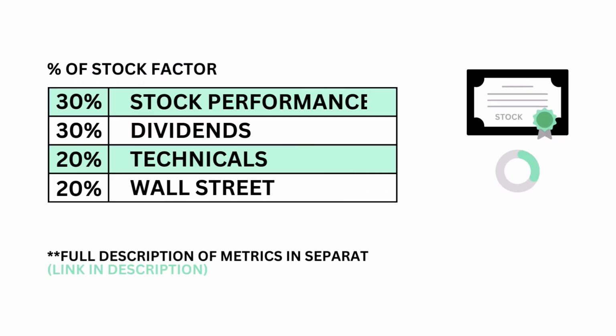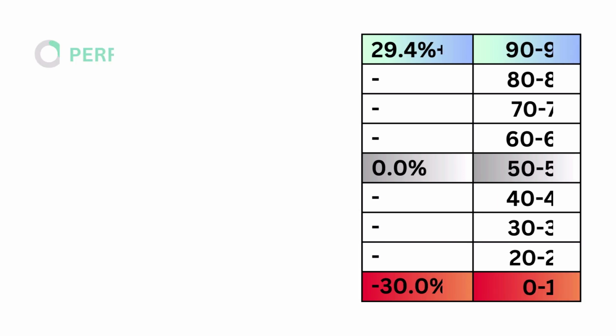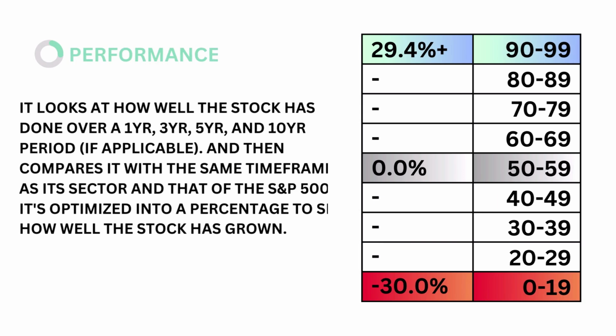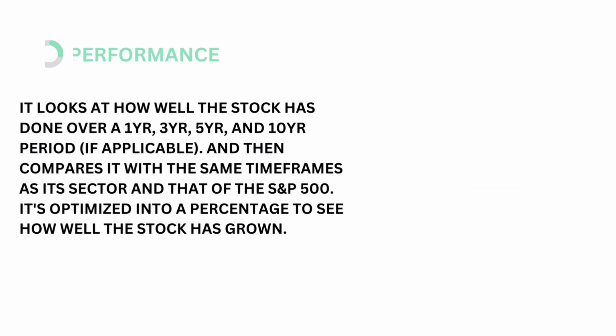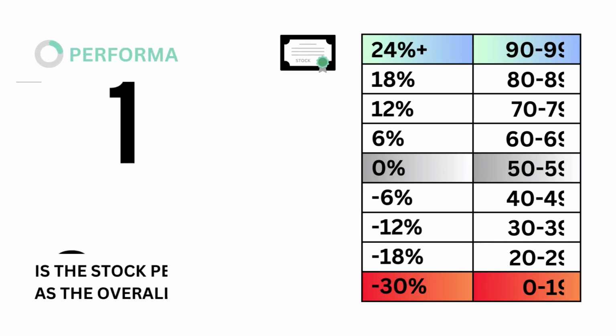There are 4 metrics that make up the stock factor, from performance to Wall Street. Each are weighted based on importance to the price. First, stock performance. Stock performance looks at how well the company's stock has done over a 1, 3, 5, and 10-year period, and then compares it with the same timeframes as its sector and that of the S&P 500. It's optimized into a single percentage to see how well the company's stock has grown. The models tell us that a performance rate of 0% is considered average. Here's our performance grade.